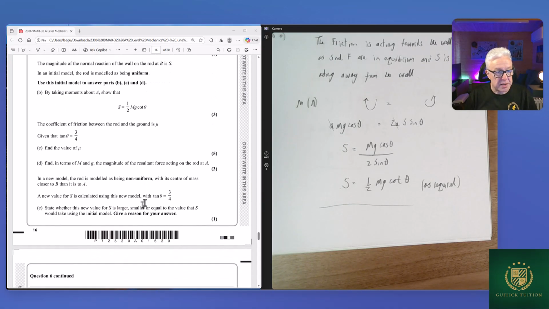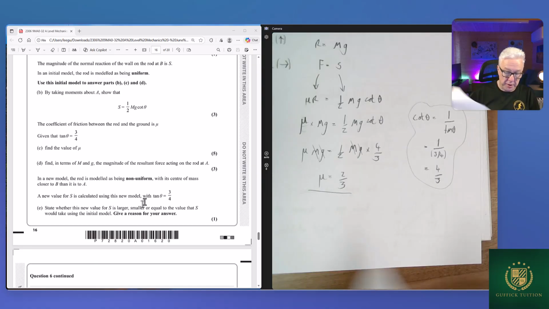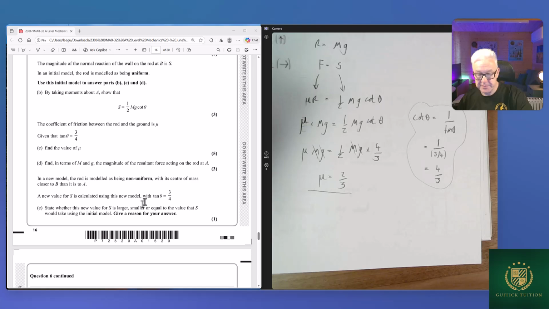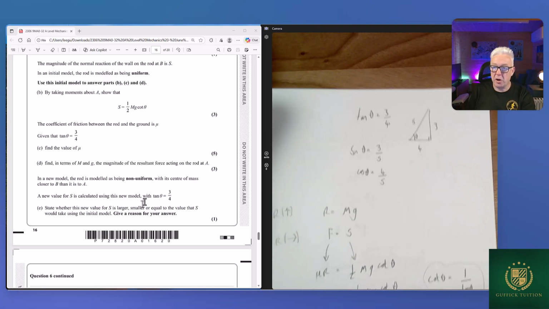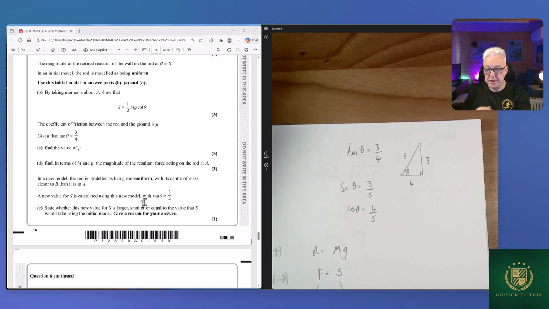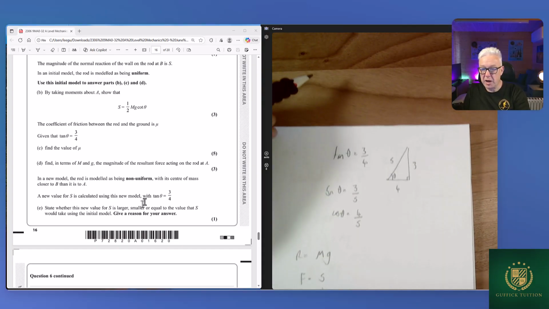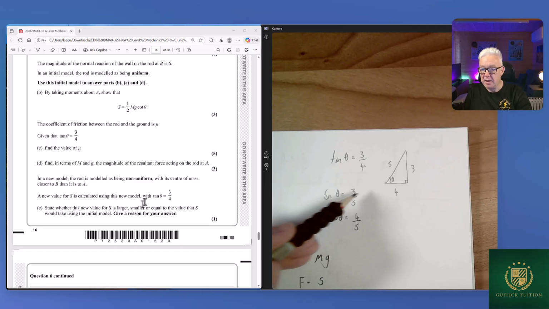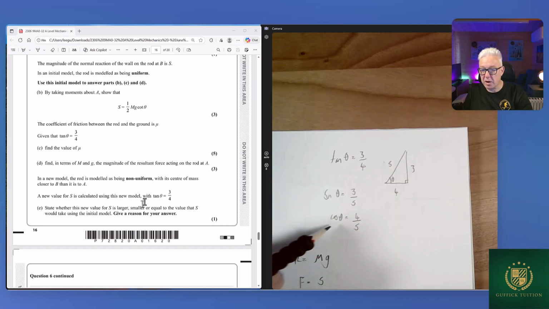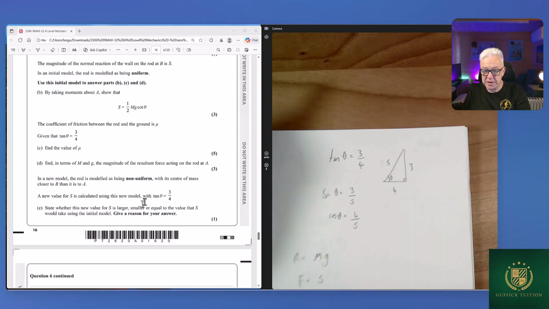Right, what's next? The coefficient of friction between the rod and the ground is mu. Given that tan theta is equal to 3/4, find the value of mu. 5 marks. So we've got a lot of marks here. So we might expect this to be quite complicated, but we'll see whether or not it is. So step 1, they've told us that tan theta is 3/4. So therefore we can draw a little triangle and we can say that sine theta must be 3/5 and that cos theta must be 4/5.